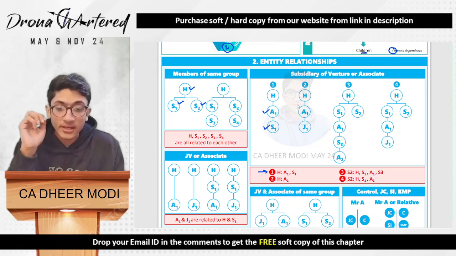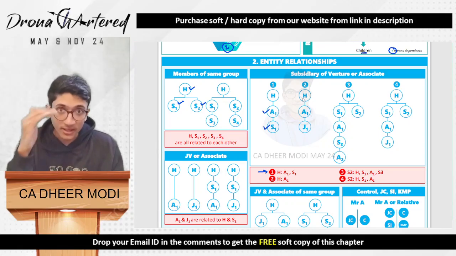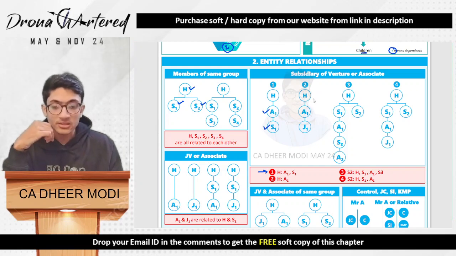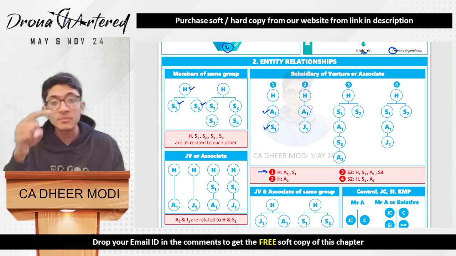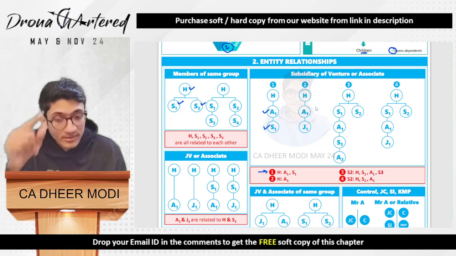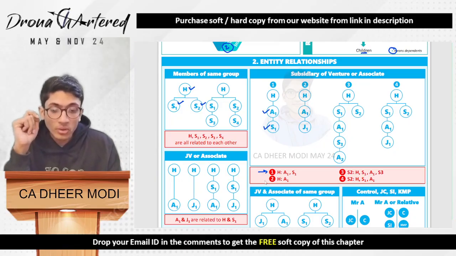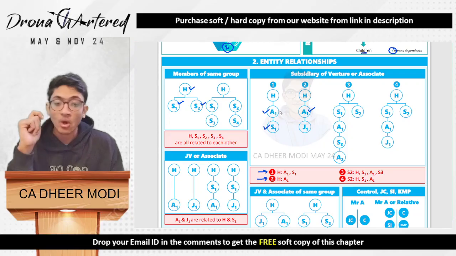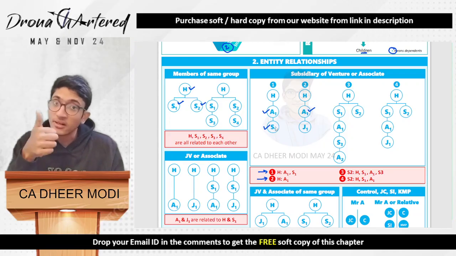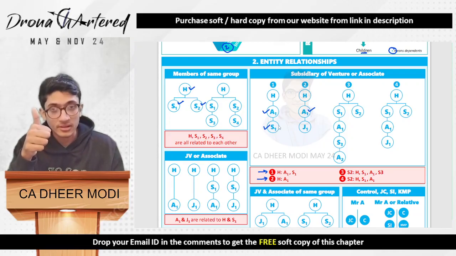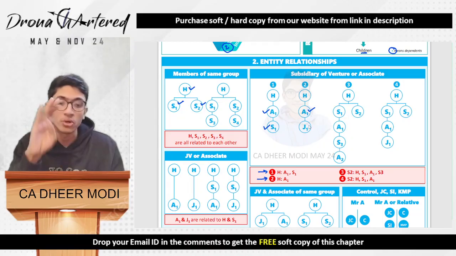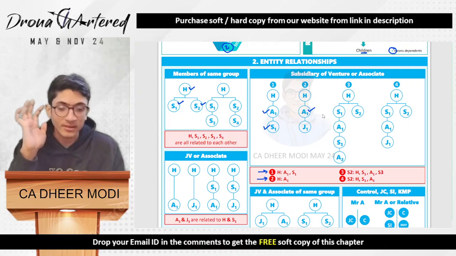Okay, second, if I am a holding company and I have an associate company and the associate company has a joint venture, in such a case, does the joint venture also become a related party for the holding company? Answer is no. For the holding company, only the associate is a related party. So what you have to understand is, if it is a subsidiary, that will be considered as a related party. But if it is a joint venture after an associate, then that is not your related party. I hope this example is very, very clear.